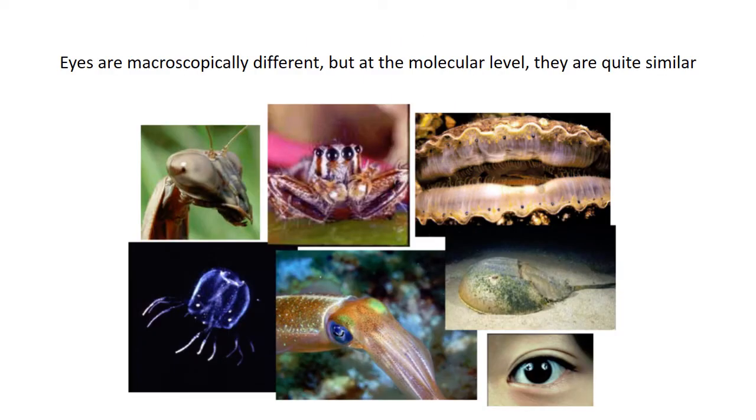In the animal kingdom, we find many types of photoreceptors. Some are very simple and some are very complex. But at the molecular level, all these photoreceptors use the same kind of molecular mechanism to be able to detect light signals and somehow translate these light signals into some form of electrical changes.